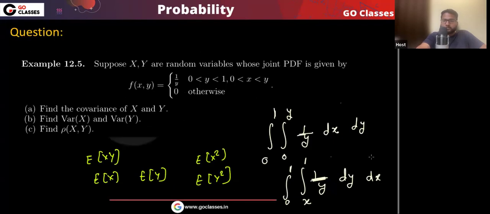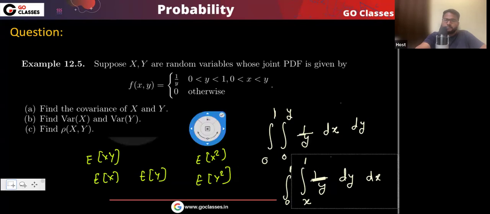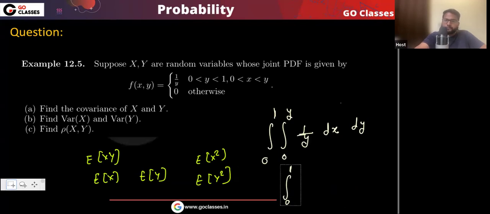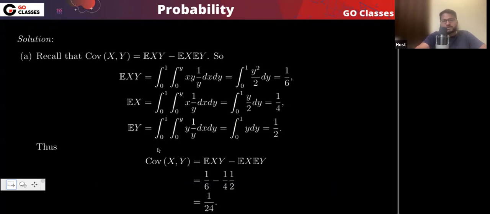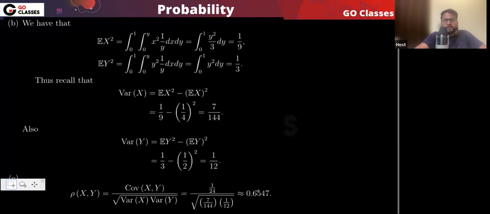So yeah, they are using this first method, I think. 0 to y you can put, and then this is 0 to 1. So these expectations you need to find out for the covariance. And for the variance, you need to find out the expectation of x square, expectation of y square, and the correlation will then be easy, right? So this is just a numerical question where you need to find out all of these quantities.